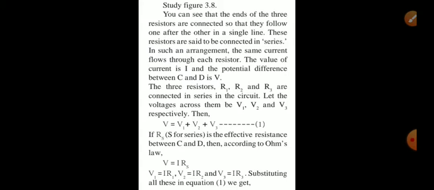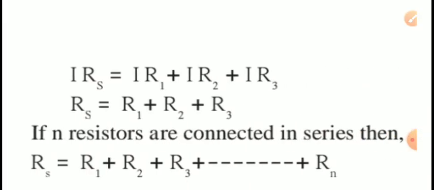If Rs is the effective resistance between point C and D, then according to Ohm's law V is equal to IRs. So V1 is equal to IR1, V2 is equal to IR2 and V3 is equal to IR3. Substituting all this in equation number 1, we get IRs is equal to IR1 plus IR2 plus IR3. Since the current is the same, we can cancel it on both sides. So Rs will be equal to R1 plus R2 plus R3. So if n resistors are connected in series, then Rs is equal to R1 plus R2 plus R3 and so on up to Rn.